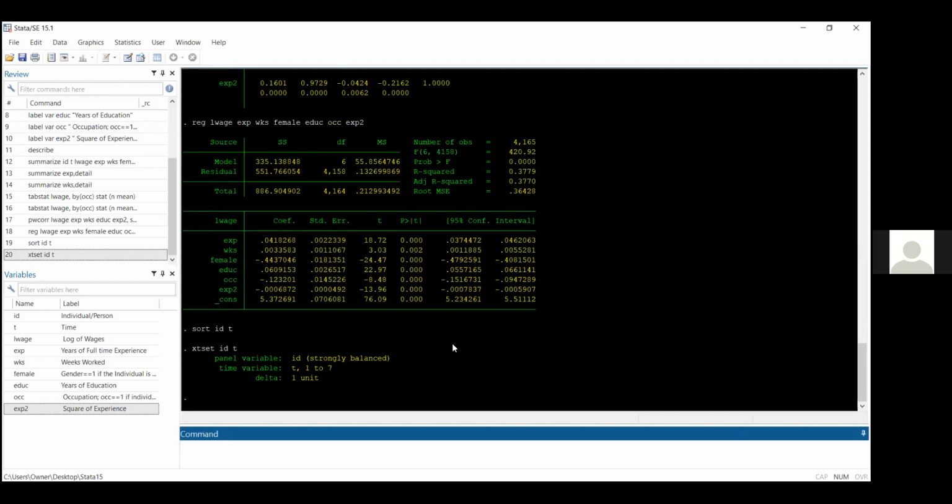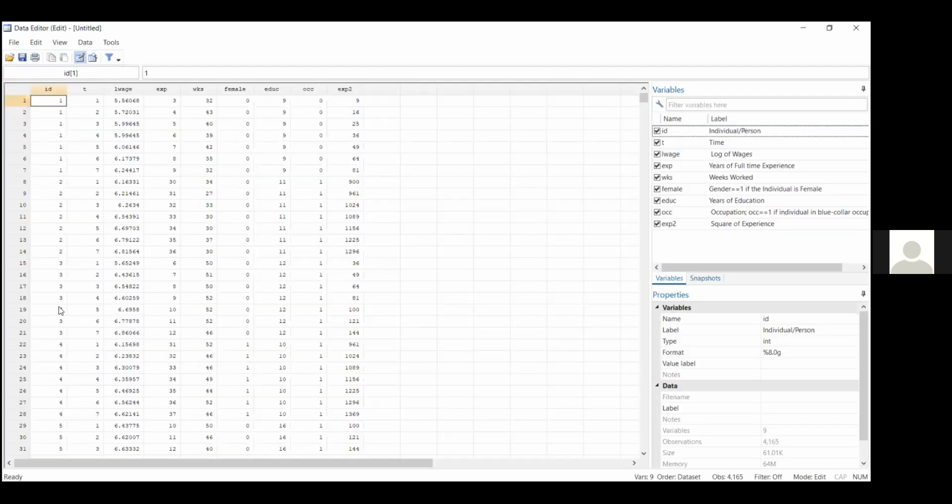Remember, we talked about unbalanced and balanced panels, which means this data set has no data gaps. All the years for every individual have data. That's why it is saying strongly balanced. The time variable varies from 1 to 7, meaning from individual 1 up to individual 595, all of them have complete data for the 7-year period that they were analyzed for this particular data set.